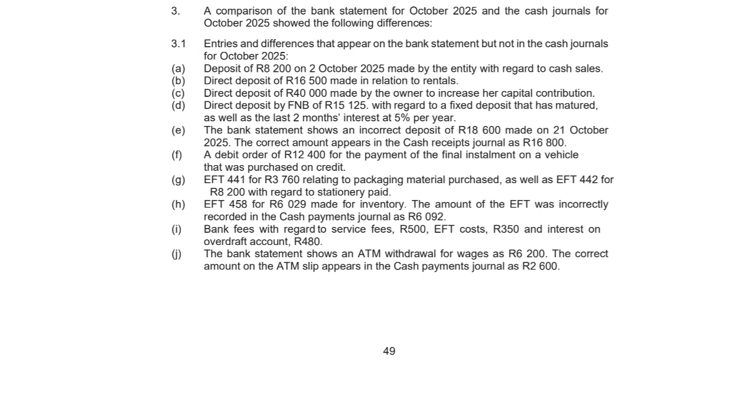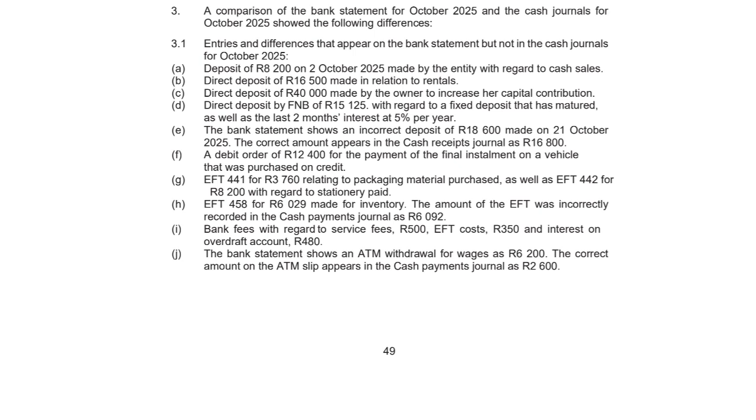A direct deposit of 40,000 made by the owner to increase her capital contribution. A direct deposit by FNB of 15,125 with regard to a fixed deposit that has matured, as well as the last 2 months' interest at 5% per year. E, the bank statement shows an incorrect deposit of 18,600 Rand made on 21 October. The correct amount appears in the cash receipts journal as 16,800.